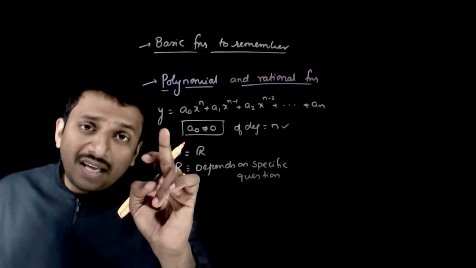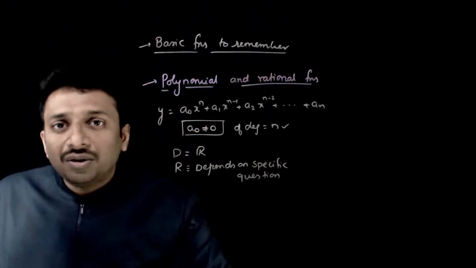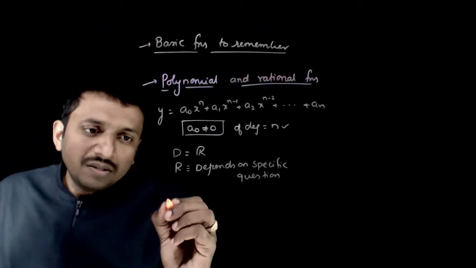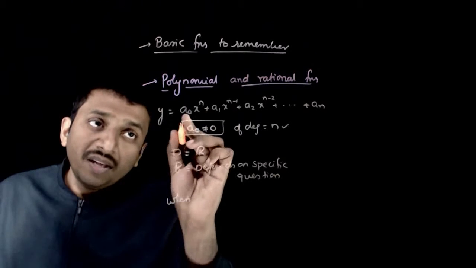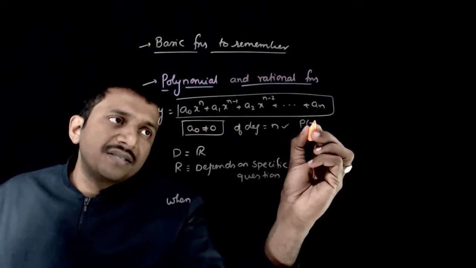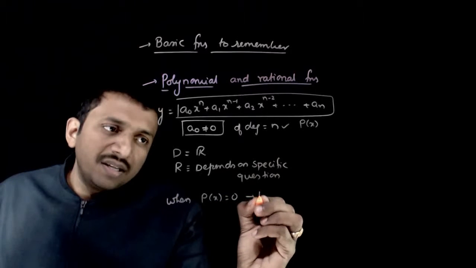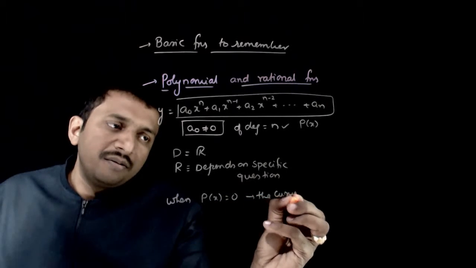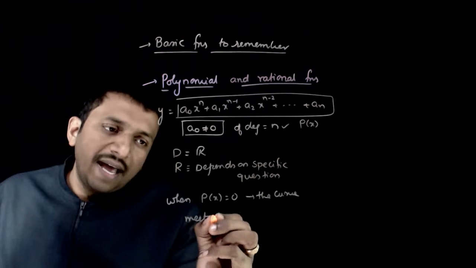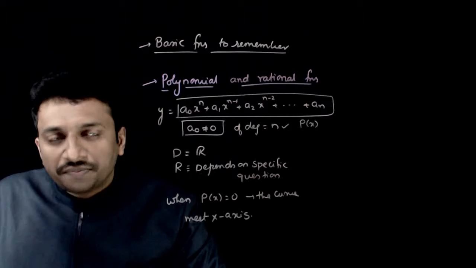We know that the domain of this graph will be all real numbers. And the graph of this function meets the x-axis at zeros of this polynomial. If I say this is p of x, then whenever p of x is equal to 0, the curve meets the x-axis. So these are the things that we know about a polynomial function.